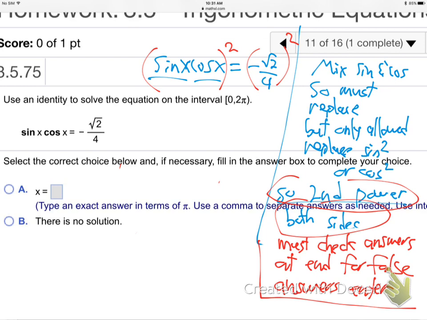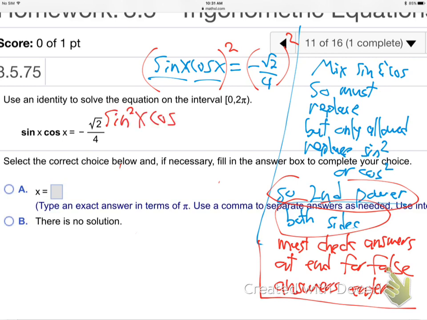It's like if you have a friend that is a liar. So this method is a liar. When you square both sides, it will bring in some true answers and some false answers. So you've always got to be watching it. All right, second power both sides there. But remember, he's a liar, so we're going to have to check him at the end.